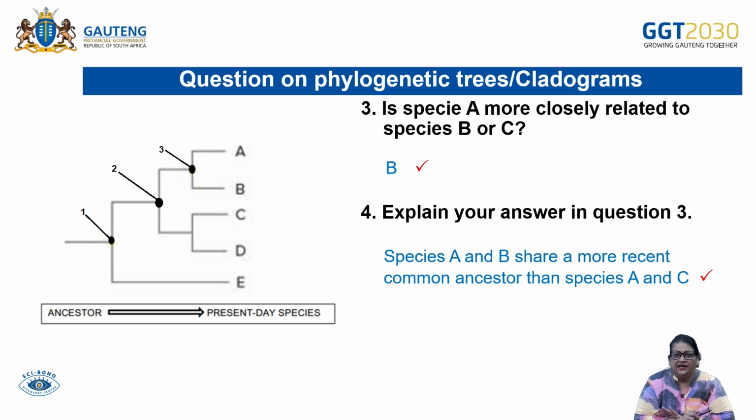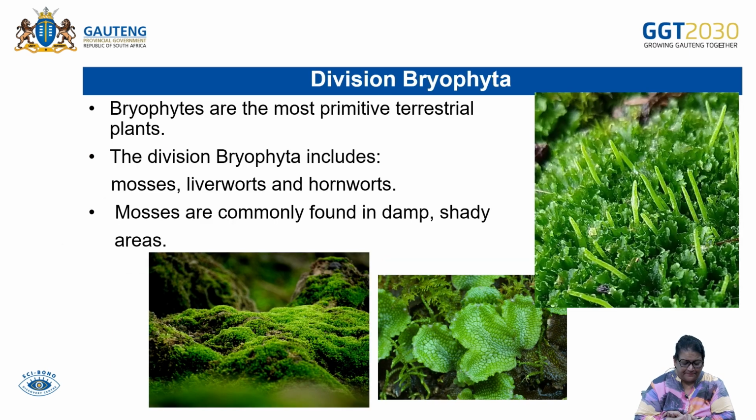So you don't just say species B and stop. You must explain. And if you do explain, you have to say that species A and B share a more recent common ancestor. And then you don't stop there. You say A and B share a more recent common ancestor compared to species A and C. So in other words, C's common ancestor is not related to A and B's common ancestor. So you have to explain it fully, learners.